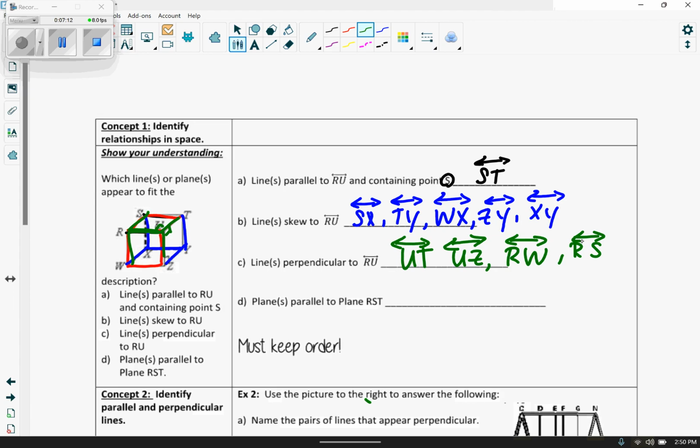Planes parallel to RST. Well, if I were to look at RST, let's go ahead and do black. RST. Let's keep the order, please. So it's going to be W. Actually, let's undo that real quick. Let's do plane W, X, Y. So we're basically going in the same direction as what they said before.